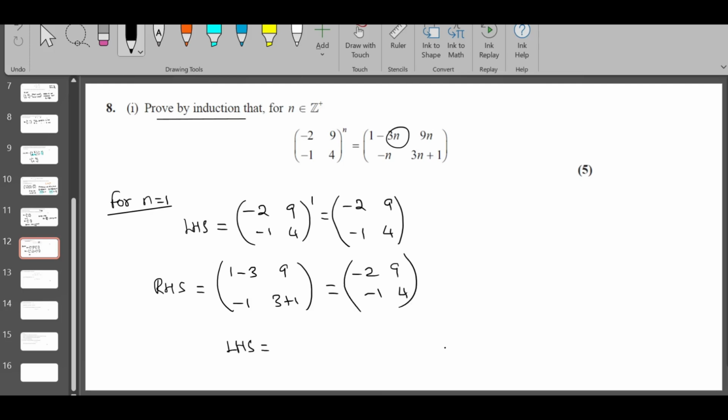LHS is equal to RHS. That's step number 1 in proof by induction. You have to prove the equation for n is equal to 1.